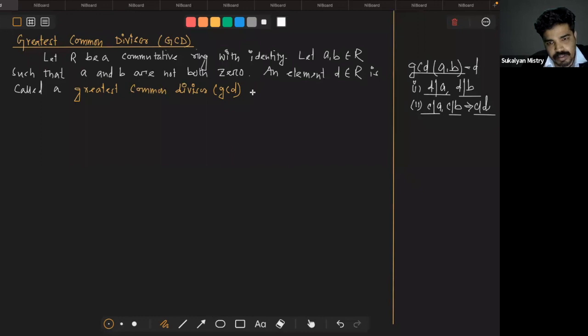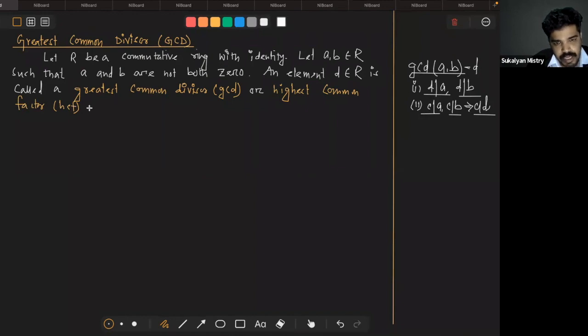or highest common divisor, highest common factor. This is denoted as HCF.